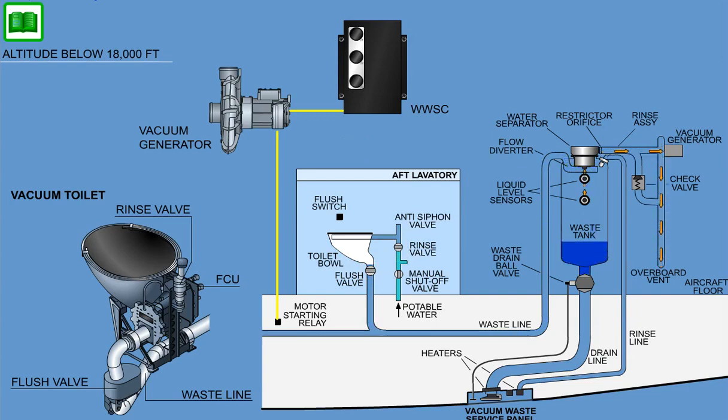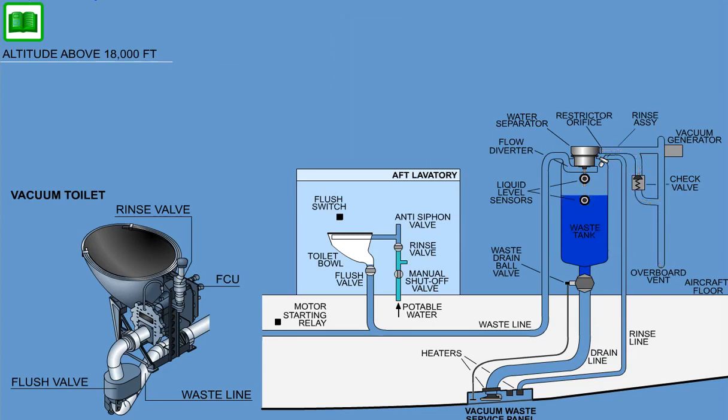10 seconds after the flush switch is pressed, the vacuum generator is disabled and the toilet is again ready for flushing. At altitudes above 18,000 feet, the differential pressure between the cabin and ambient is sufficient to transport the waste and the vacuum generator will not be powered. The airflow bypasses the vacuum generator through a check valve to the overboard vent on the right-hand side of the aircraft.